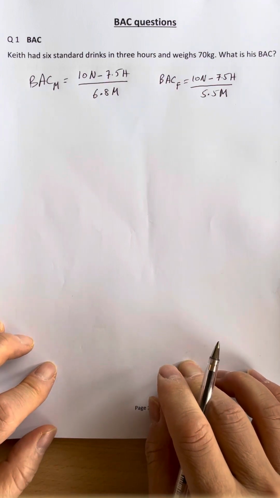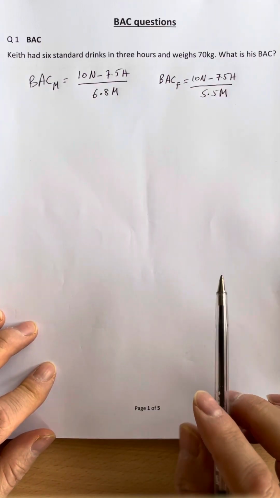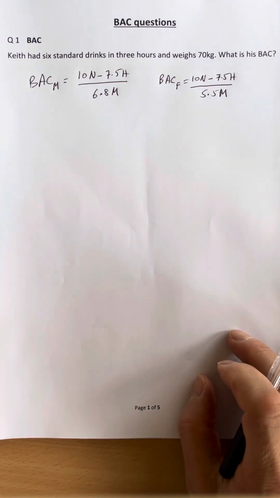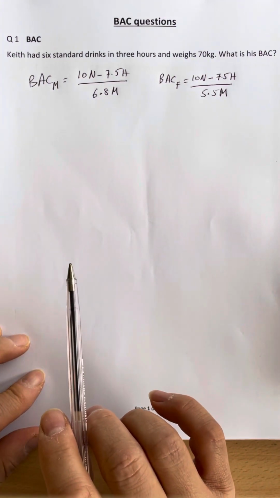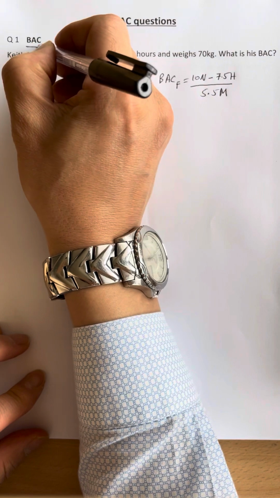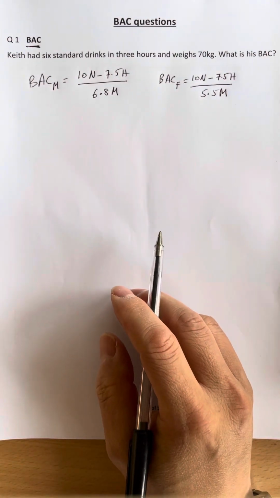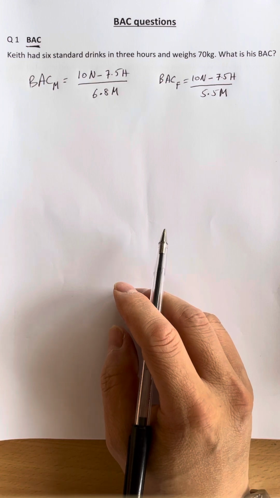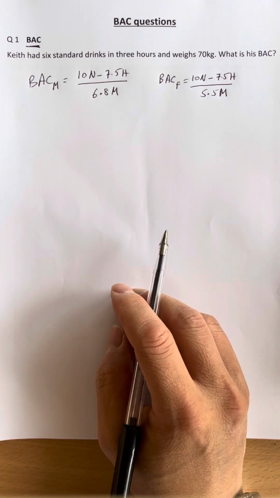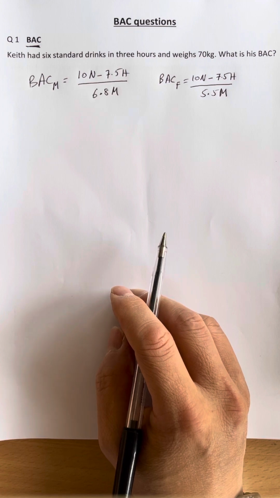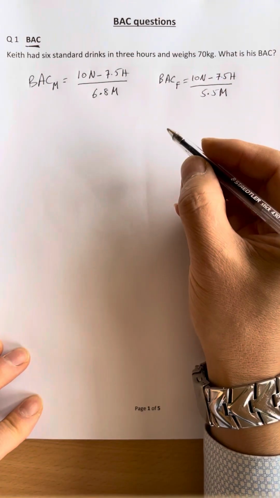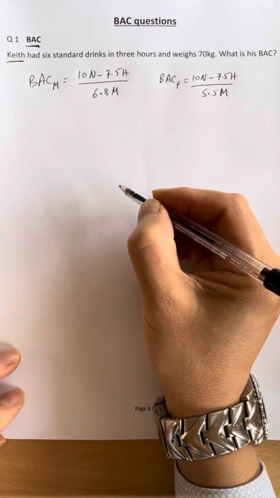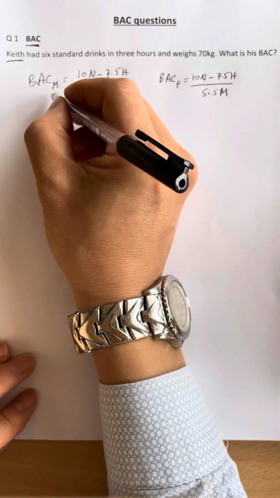Now, with all formulas, the number of variables in the equation is at least the number of questions that could ask you. So in this case, question 1, it's going to ask for BAC. Keith had 6 standard drinks in 3 hours and weighed 70 kilograms. What is his BAC? BAC stands for blood alcohol content, and in New South Wales, the limit is 0.05, but they just want to ask for the BAC. So Keith is a guy, so you have to use the male formula.